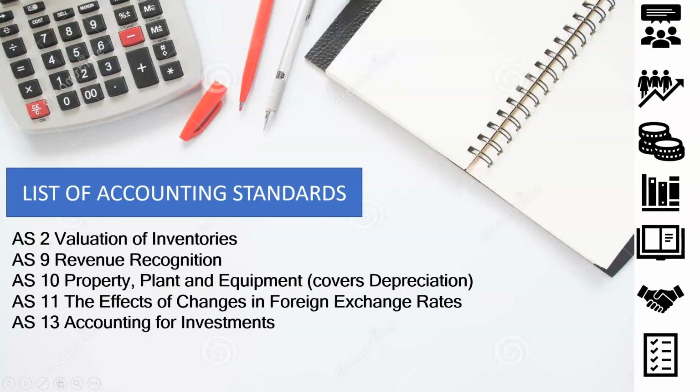Okay, now the list of accounting standards. Though there are 29 accounting standards currently, as I told you, these are the accounting standards that are covered in our syllabus, so we are going to focus on these. Accounting Standard 2, valuation of inventories. Accounting Standard 9, revenue recognition. Accounting Standard 10, property, plant and equipment. It covers depreciation as well. Accounting Standard 11, the effects of changes in foreign exchange rates. And Accounting Standard 13, accounting for investments.